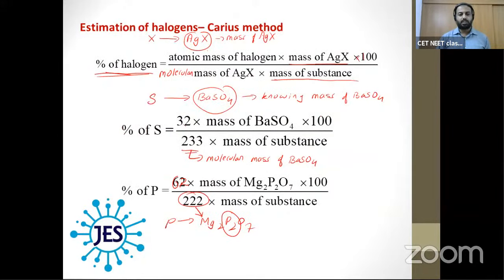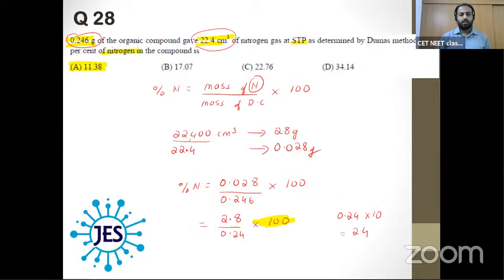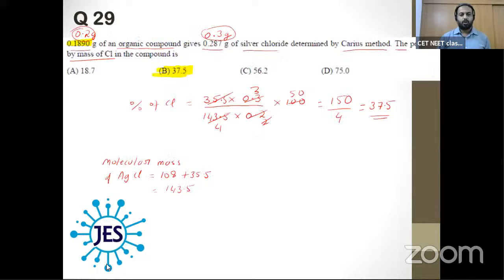Last problem, question number 30. Now we'll check out the solution for this. Question number 30.